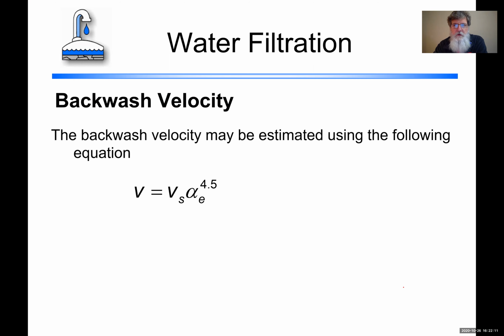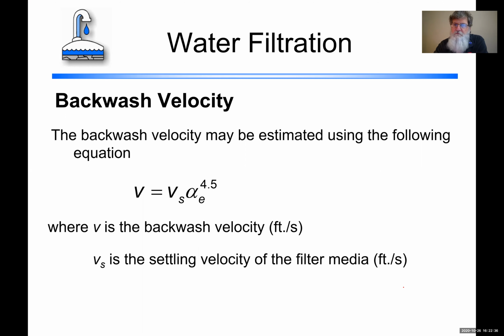What's happened is a lot of experiments were done with various types of media, and we looked at the data and we're able to fit a curve through it. You can see this is a power model. So let me first define the parts. On the left-hand side is the backwash velocity, and the units of that will be in feet per second, typical units of velocity. On the right-hand side, we have what's called V sub s.